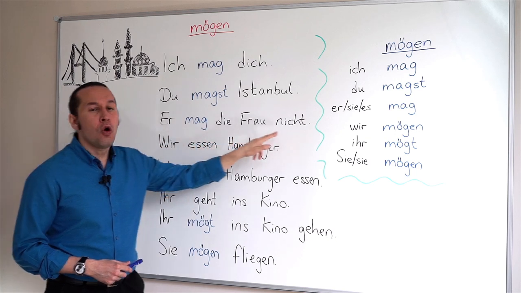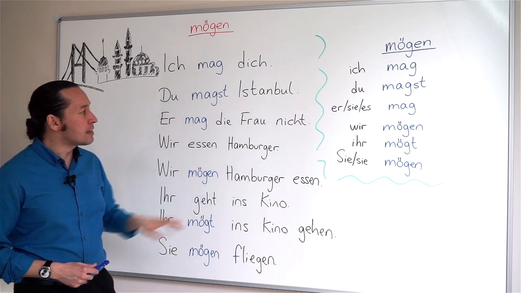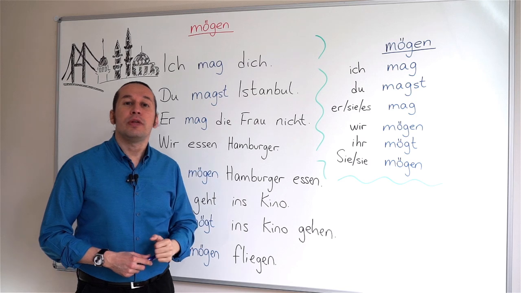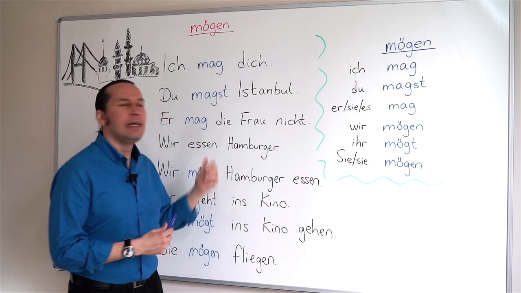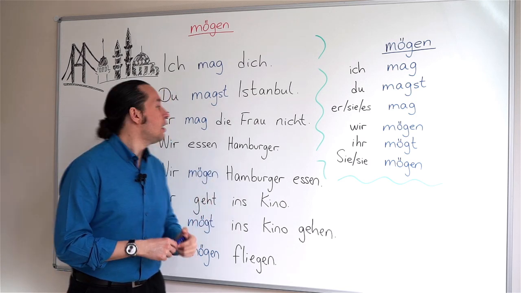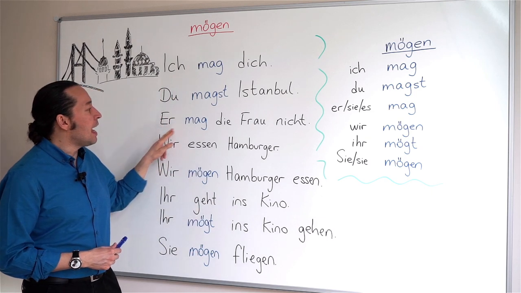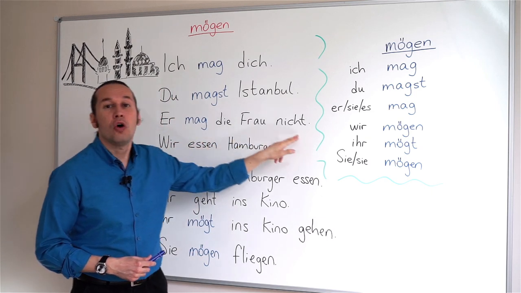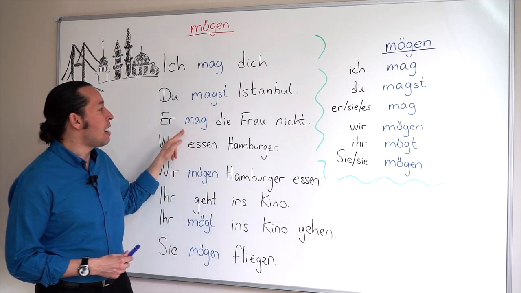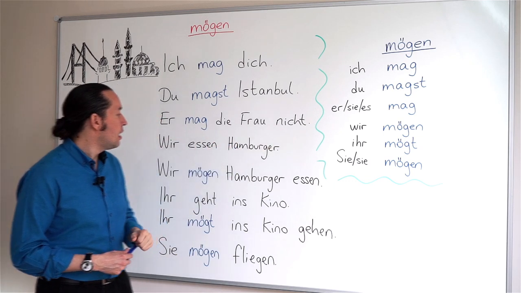Er mag die Frau nicht. Here in this example we have die Frau, which stands for the woman. He doesn't like the woman. Then this would be what? Er mag die Frau nicht.